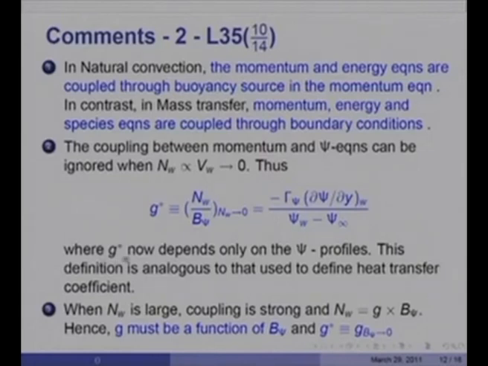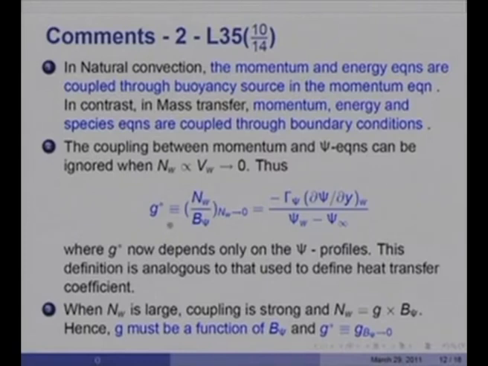So the G star now depends only on the psi profiles and not on the boundary condition, because VW is tending to 0. This definition is analogous to that used to define the heat transfer coefficient. As you will recall, we define the heat transfer coefficient as minus k dT/dy at W divided by (TW minus T infinity).